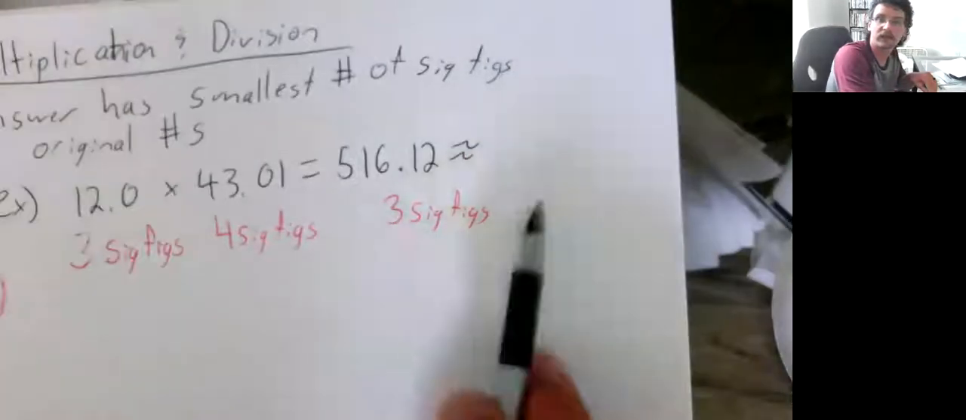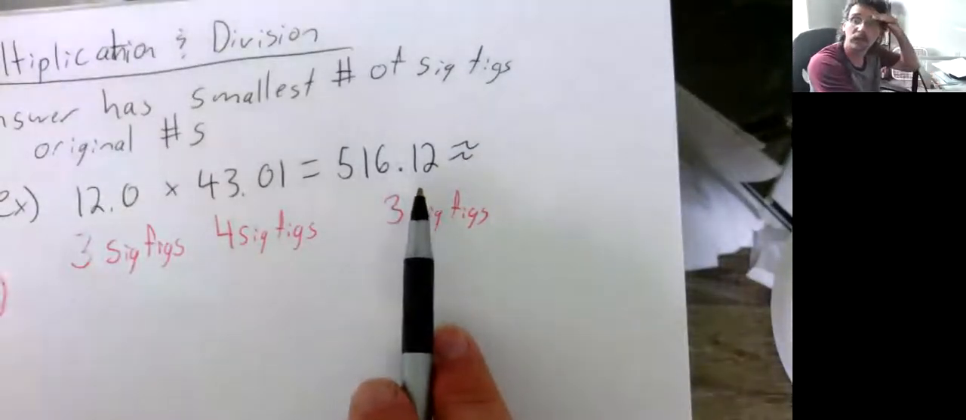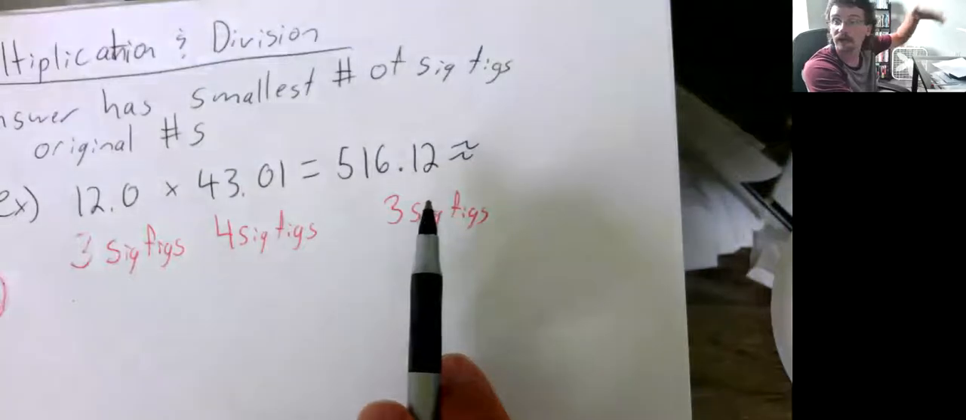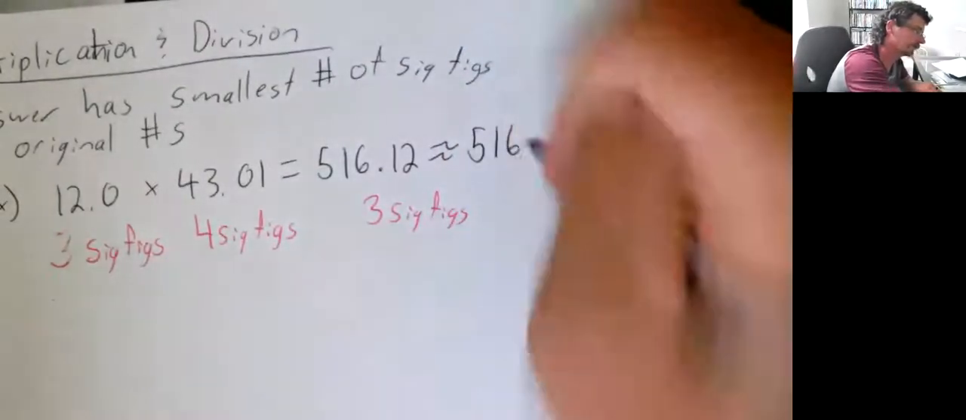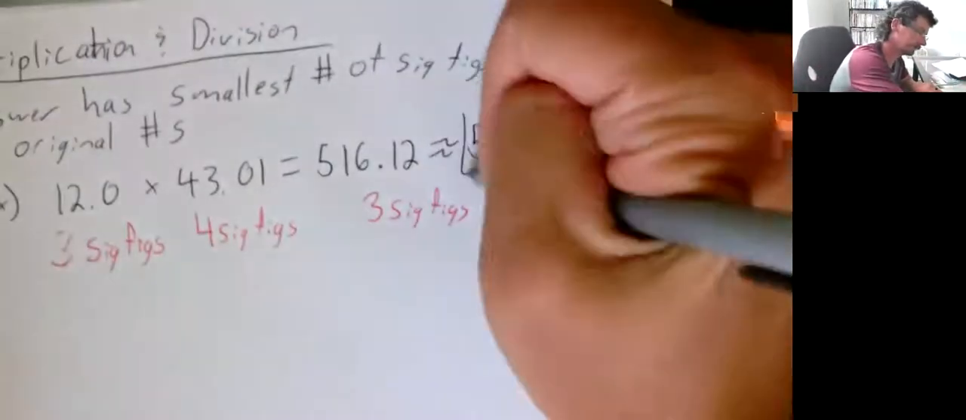So we have to approximate this to 3 sig figs, keeping rounding rules in mind. Remember, 5 or higher, you go up, 4 or lower, you go down. In this case, we would report 516 as our answer.